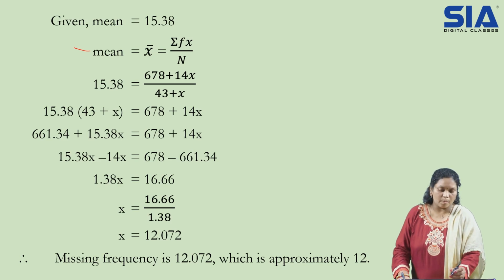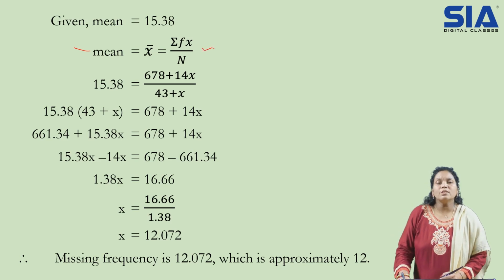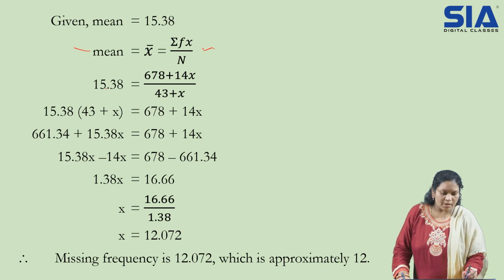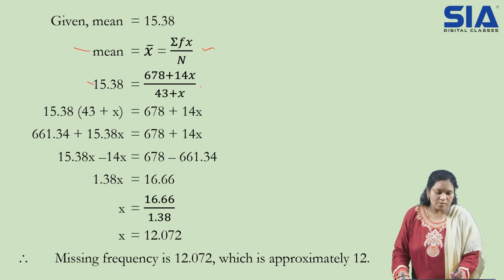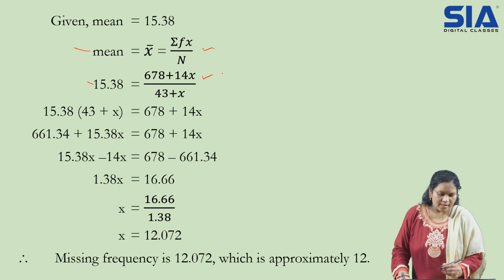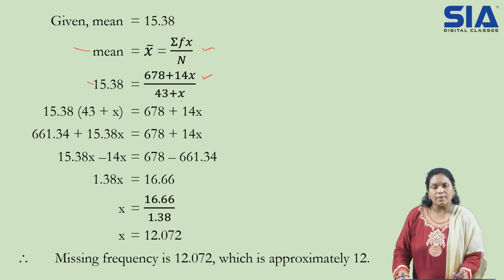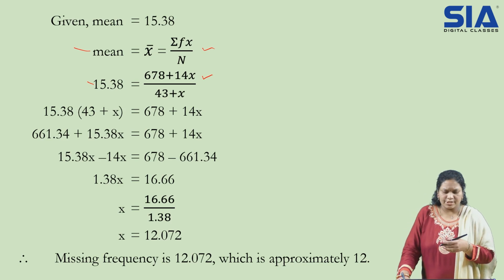So 15.38, let us use here in the formula. What we have is the formula for discrete data, x bar is equal to summation fx by N, right? Now substitute: mean 15.38 is equal to (678 plus 14x) divided by (43 plus x). The last column value, summation fx, is 678 plus 14x, and the capital N value is 43 plus x. I have substituted the values as usual, just the variable is extra here.